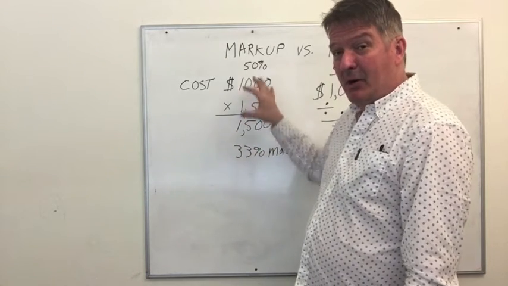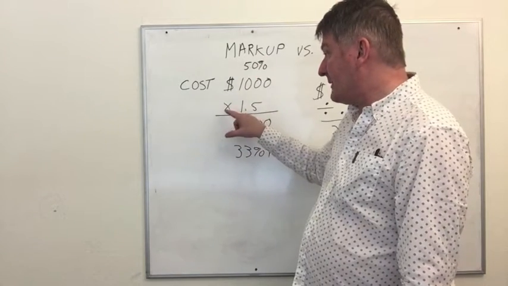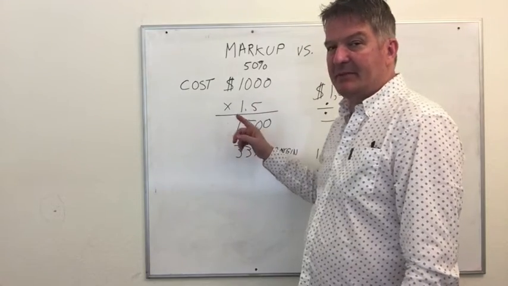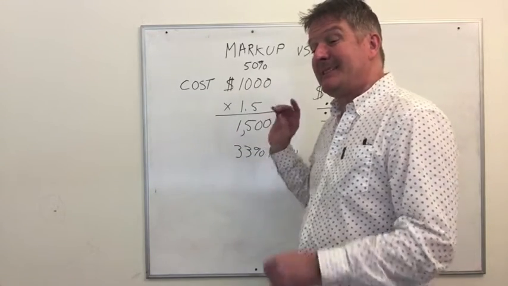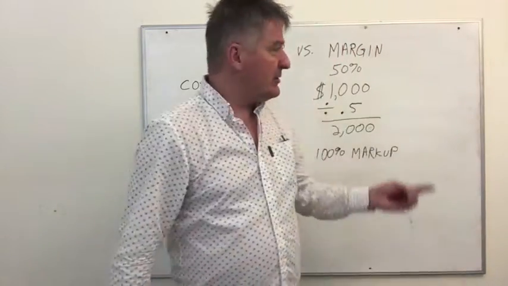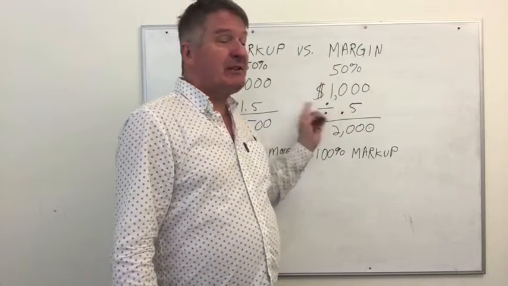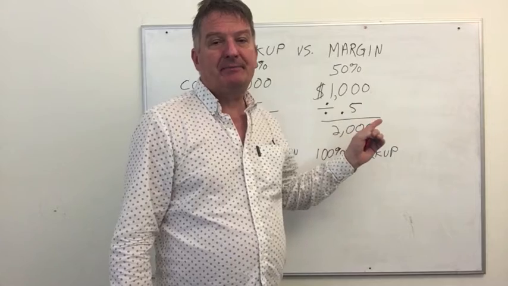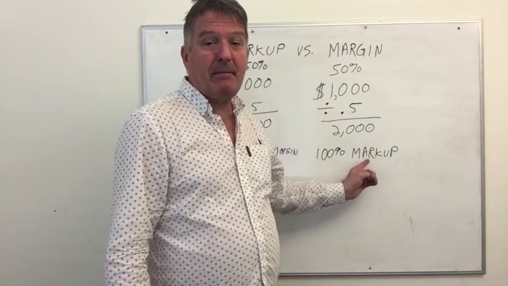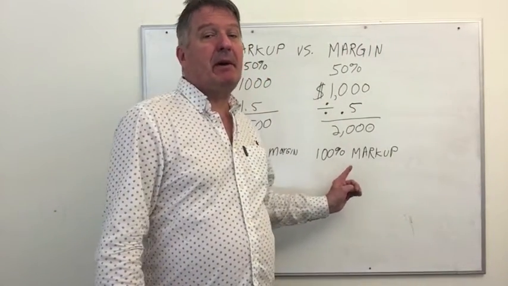So this is a markup concept, and it's times 1 point whatever you want it to be. 1.3 is 30%, 1.5 is 50% markup. To get to margin, you do it almost backwards, okay? So to get a 50% margin, you take your $1,000 and divide by 0.5. You get $2,000. So it's 100% markup, or a 50% margin this way, but it's 50% markup on the other side.